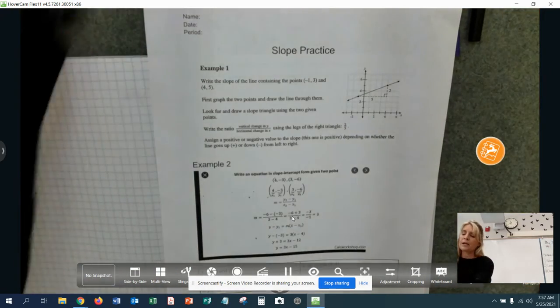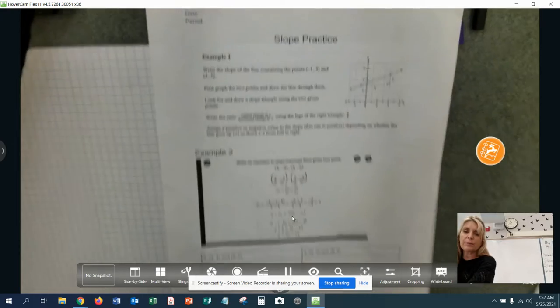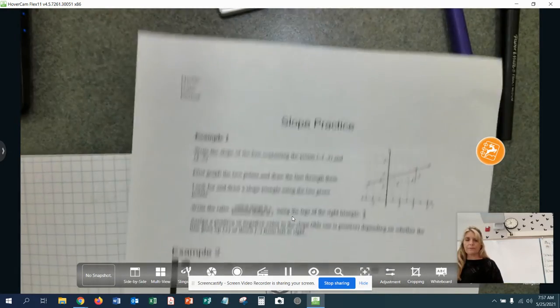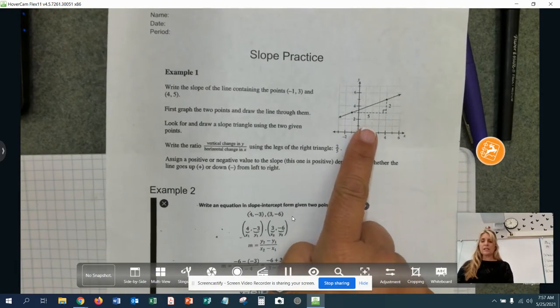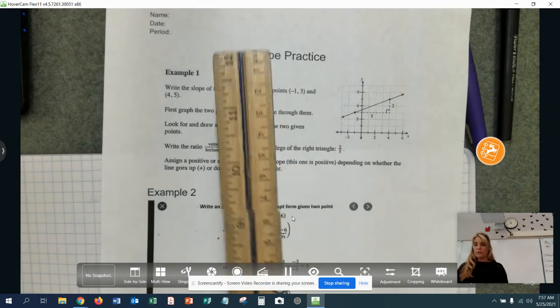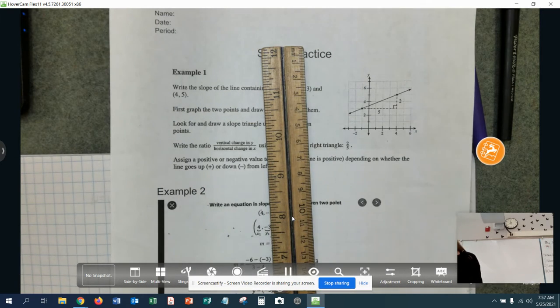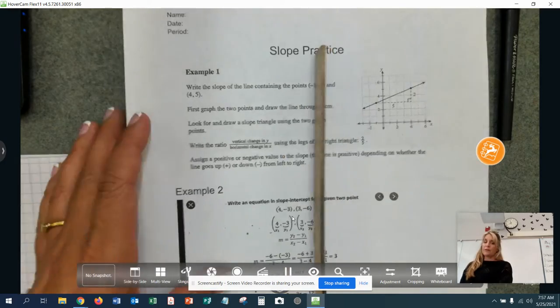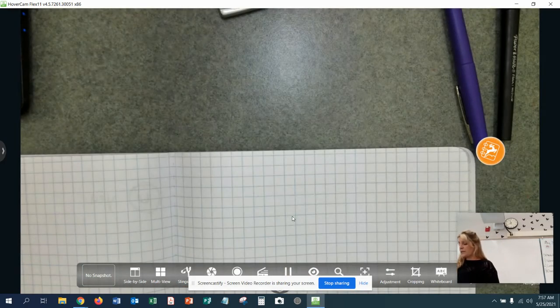If you made a copy of this, this is what you will be seeing in your slope practice. It looks like this, it gives you a little example. We're gonna do slope two ways. We're gonna do it mathematically, and then we are going to show you how to graph it. So you're going to need a pencil, a ruler, an eraser. If you want a calculator, you can have that.